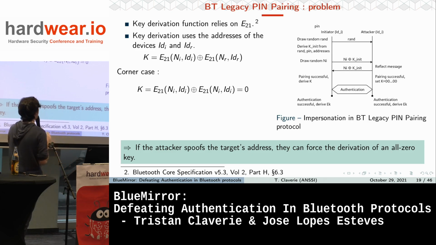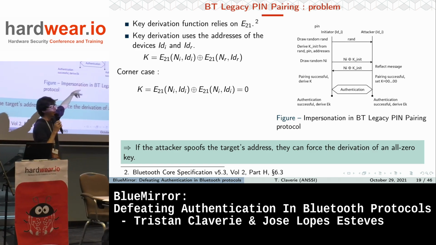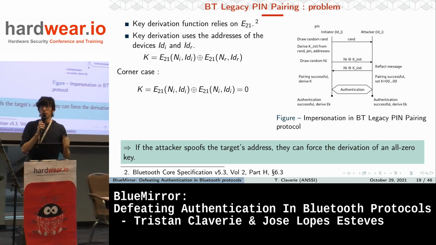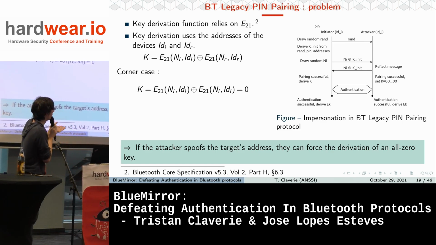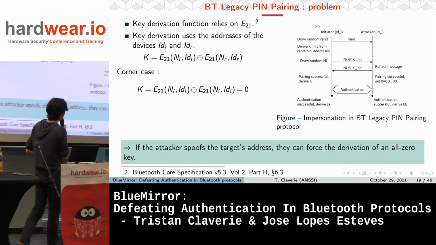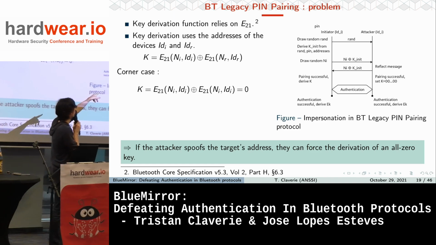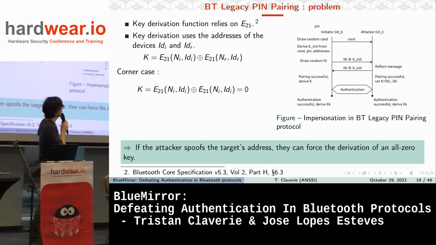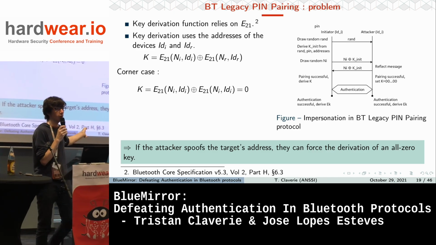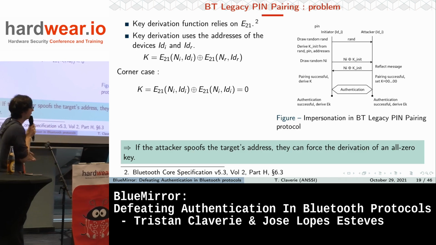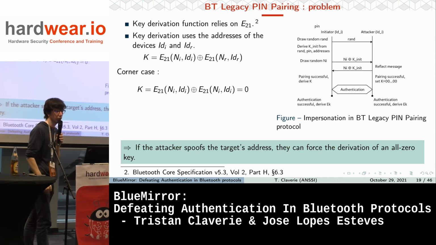So the attack works basically like this. You, as an attacker, spoof the identity, IDI, of the initiator. You get the random number. You don't do anything with it. You don't know the PIN, so you can't get the temporary key K init. And then you just reflect the nonce, you just reflect the message. And doing so, you will trigger the corner case. The initiator will derive an all-zero key, and that means you got the encryption key. So you are now able to communicate with the device.